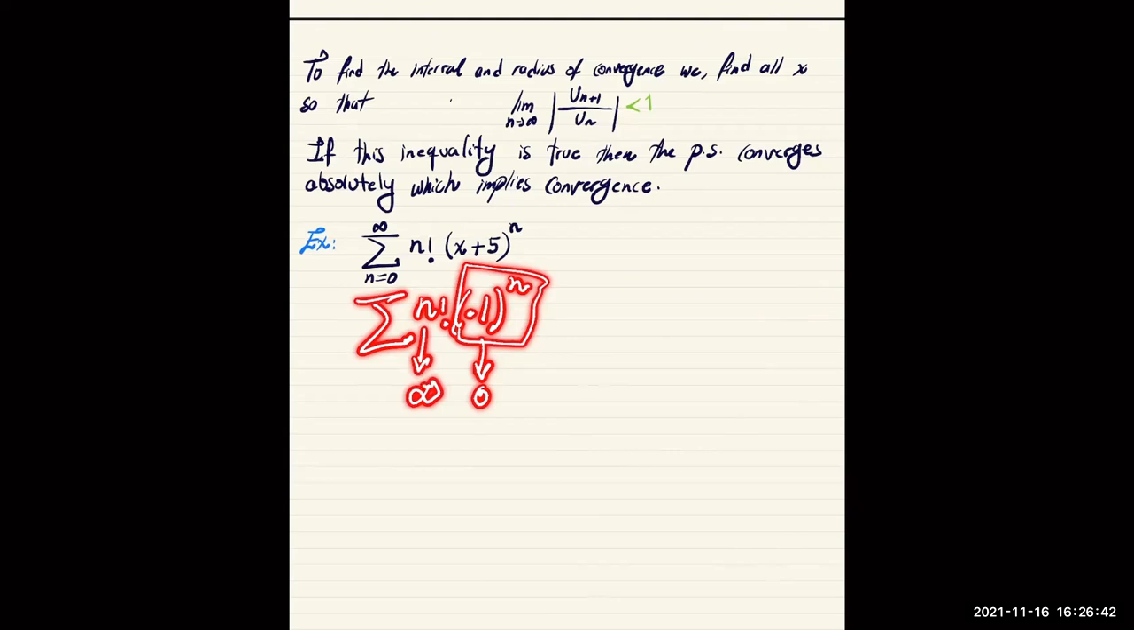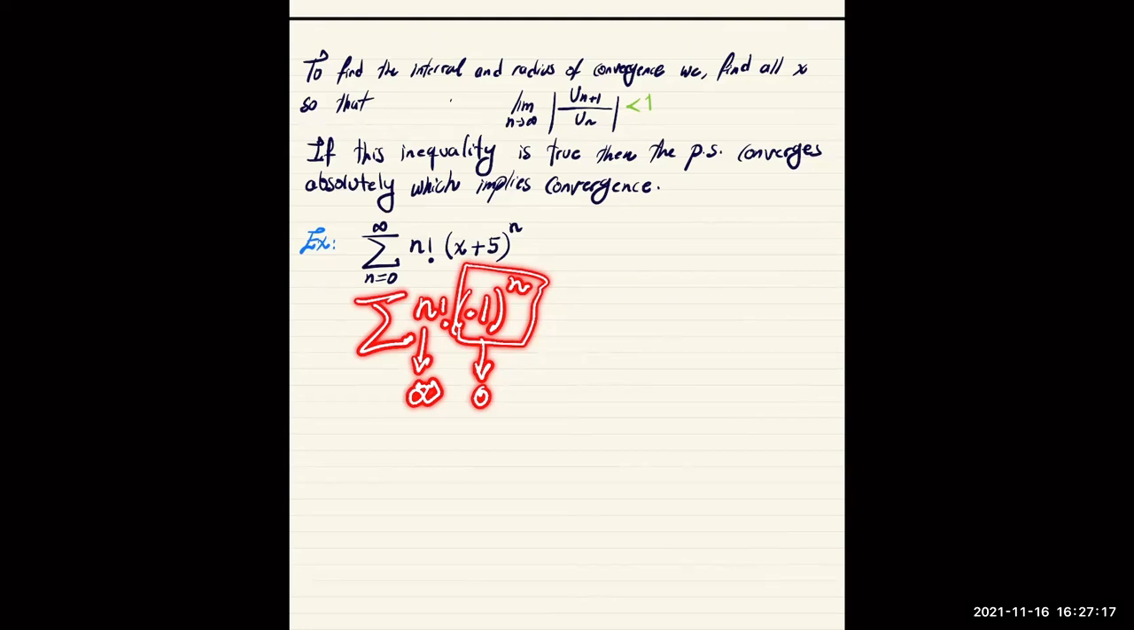But since n factorial is growing much faster, then infinity is going to take over. So the terms of this series are not going to get small. The terms are just going to blow up as n grows, and you're adding a bunch of numbers that get bigger and bigger. So this power series is just going to diverge no matter what, except when x is -5, where everything will zero out except the constant.